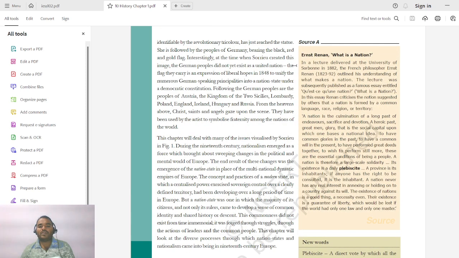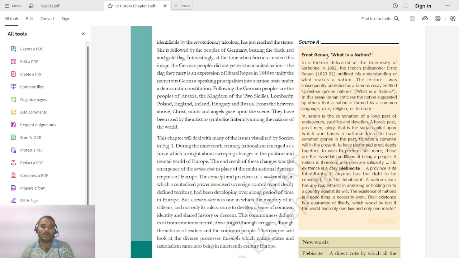So over here we have a question: what is a nation? Ernst Renan was a philosopher and a lecturer at the University of Sorbonne in 1882, and he tries to put forward an idea of what a nation is. So was this a new idea? Absolutely not. Many people before Ernst Renan had tried to define the nation, but the definitions were quite different, and Ernst Renan tried to give an absolute definition of the nation.